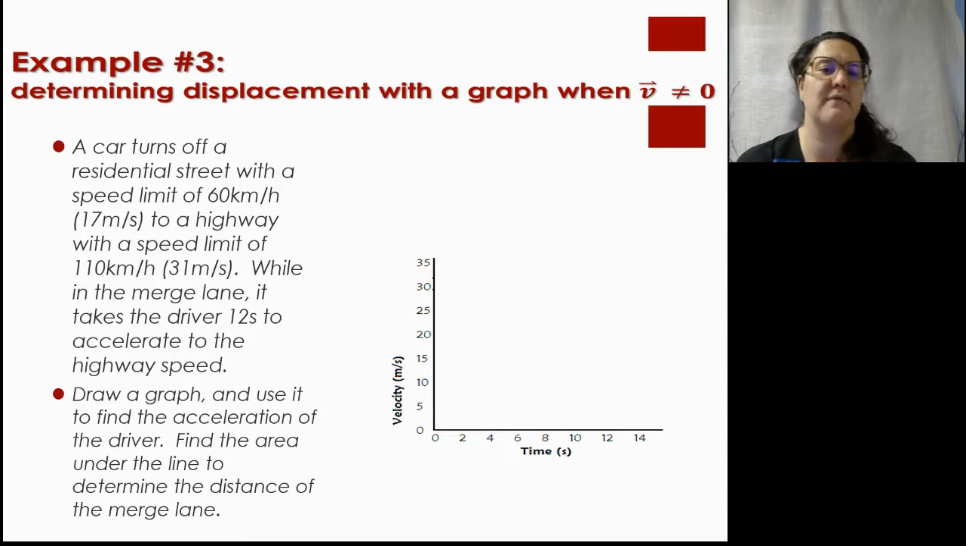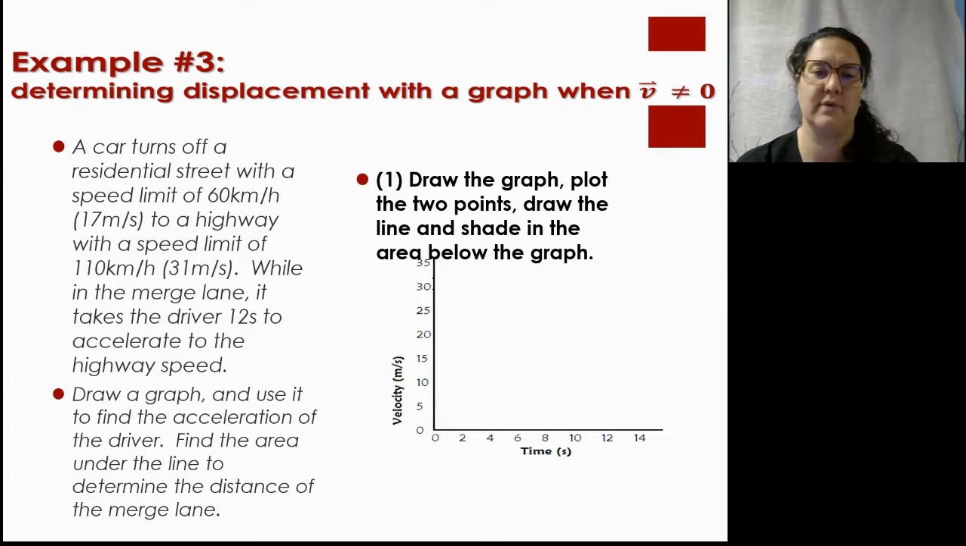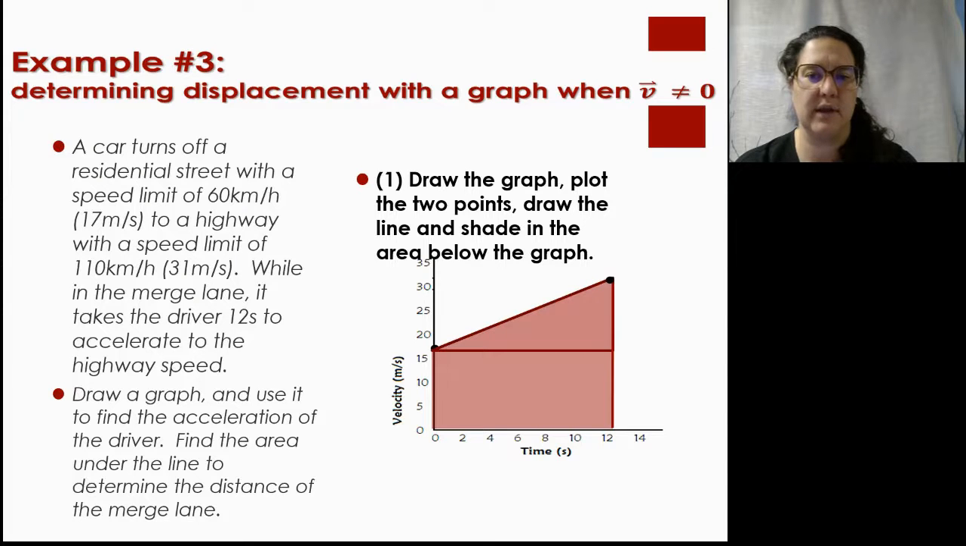So a car turns off of a residential street with a speed limit of 60 kilometers an hour to a highway with a speed limit of 110 kilometers an hour, or 31 meters per second. Well, in the merge lane, it takes the driver 12 seconds to accelerate to highway speed. So we're going to draw a line and find the acceleration, and then find the distance traveled. So we're going to plot those 2 points on the graph. First, our velocity was 17 meters per second, and second, at 12 seconds, our velocity was 31 meters per second. Draw a line between these 2 points, and shade the area under the graph.